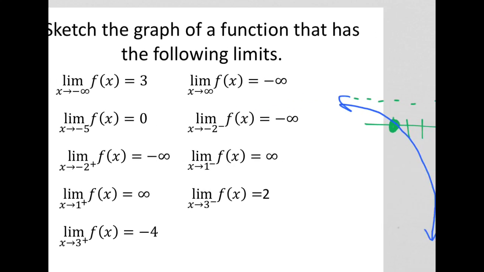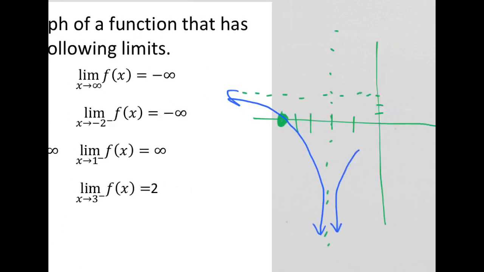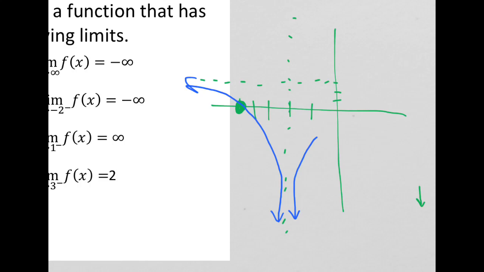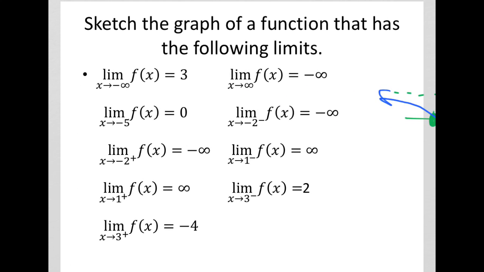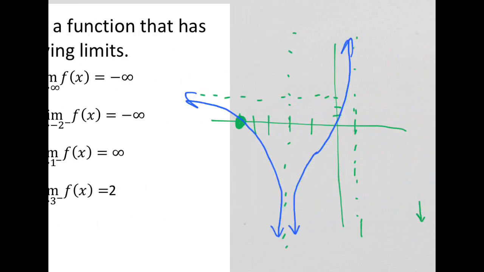Let's see, as I approach 1 from the left, my limit is positive infinity. So at 1 there, I have another vertical asymptote. And it doesn't tell me where I need to cross, so I'm going to cross somewhere and curve up like that. As I look at 1 from the right, my limit is positive infinity. So again, I'm up there.